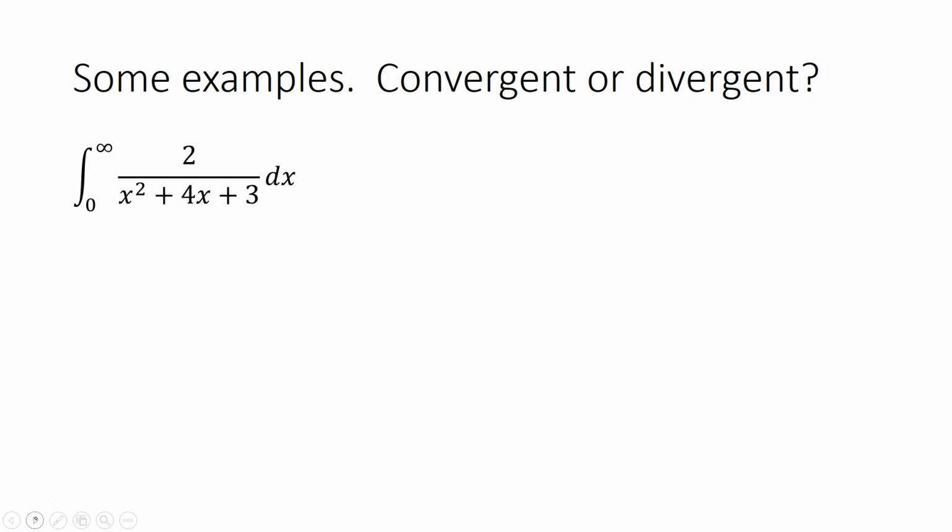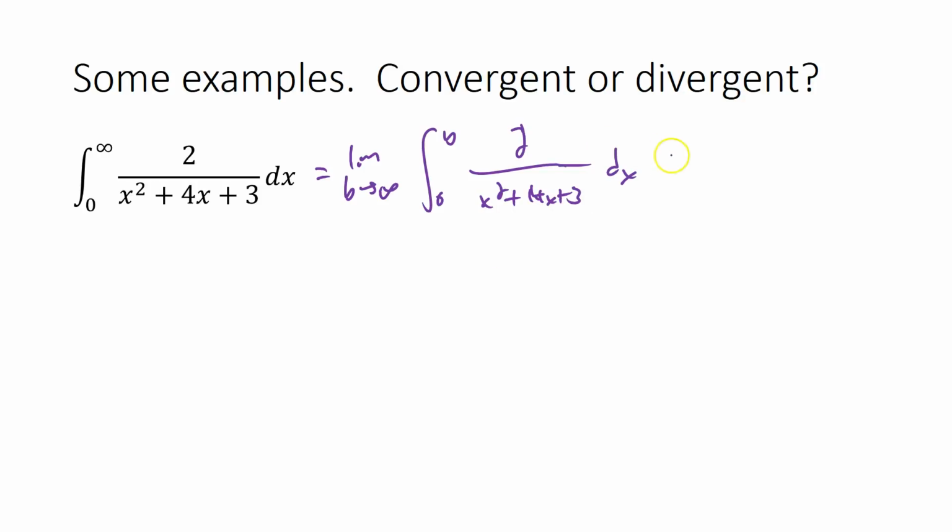All right, now we're going to get back to some of our fun integral techniques. So we have integral here from 0 to infinity, so we're going to do the limit as b approaches infinity, integral 0 to b, 2 over x squared plus 4x plus 3. And I remember how to integrate this. Looks like that bottom is factorable, so I think we're going to have to use partial fraction decomposition. All right, let's jump in.